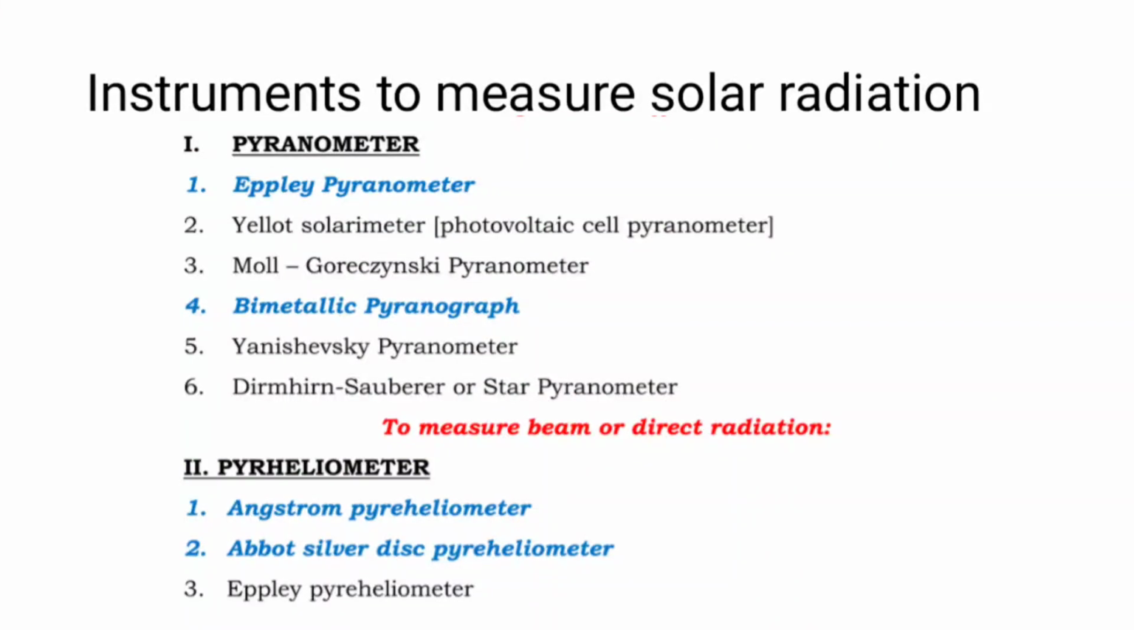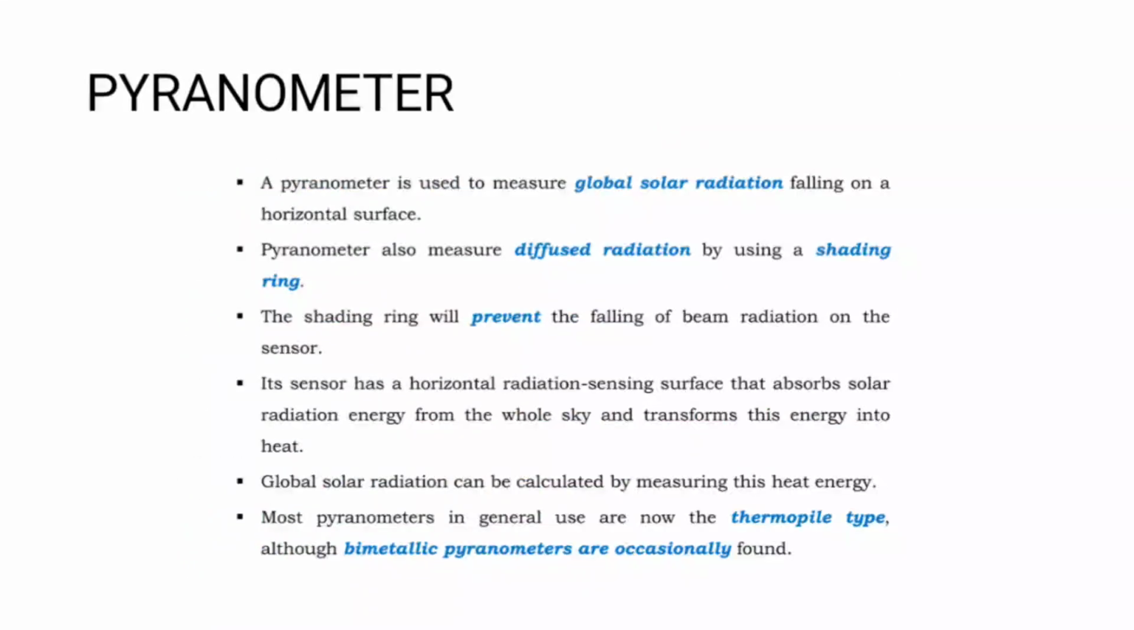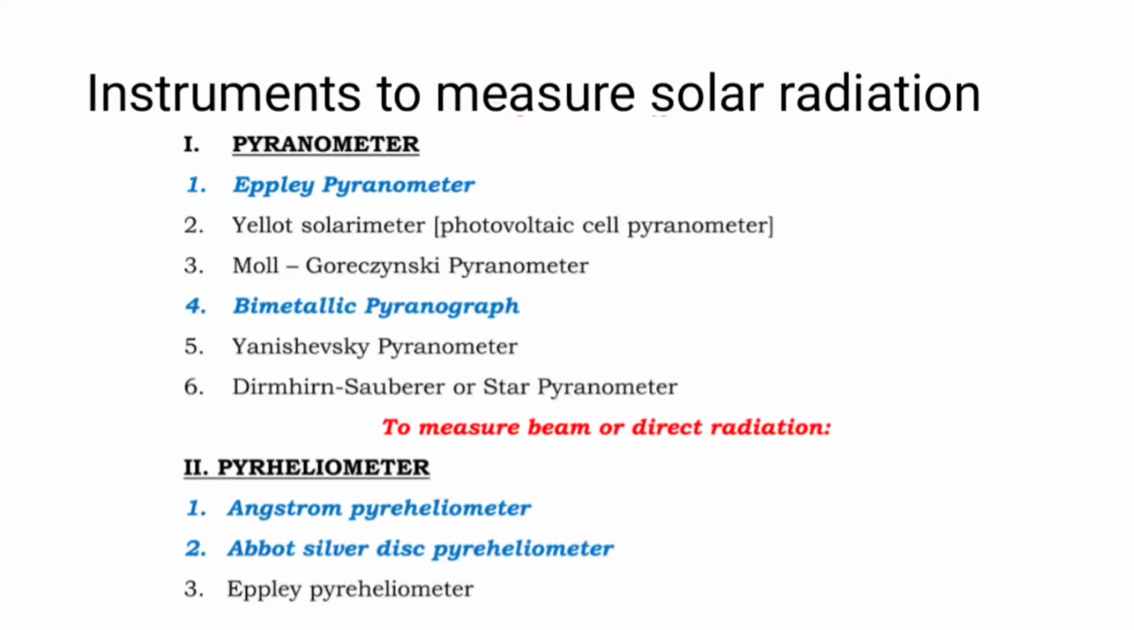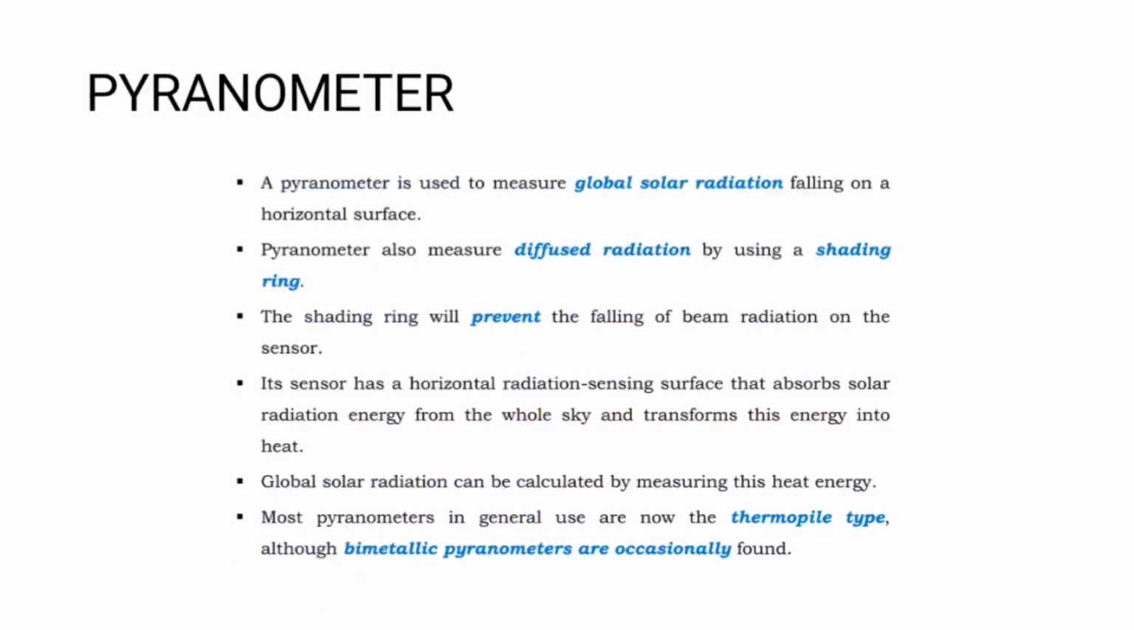Okay, so we are going to see what instruments are used to measure solar radiation. So we have the pyranometer, pyrheliometer, and also the sunshine recorder. These are the main ones. We'll see the basic principle of each, and then we will move on.